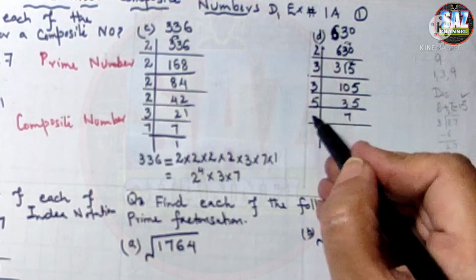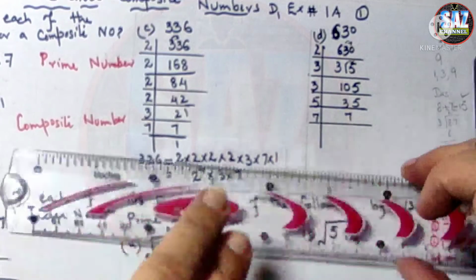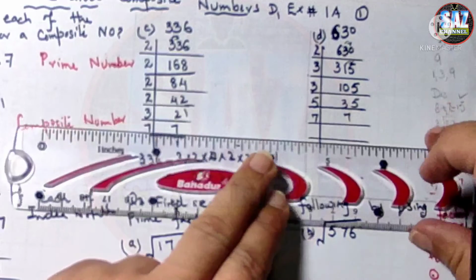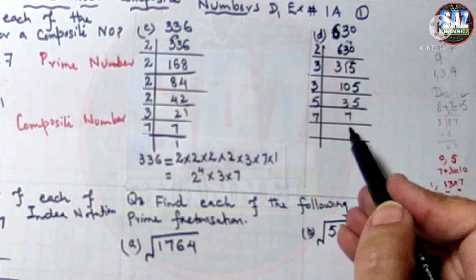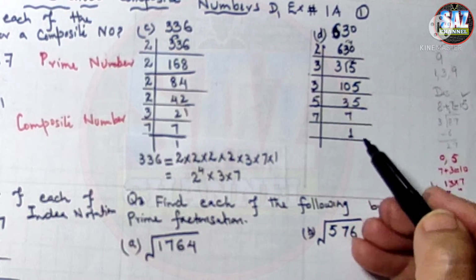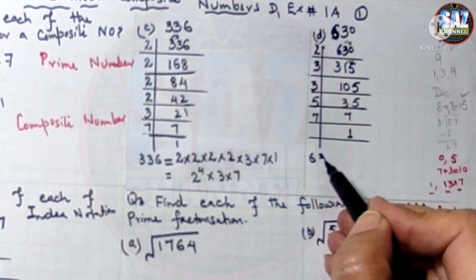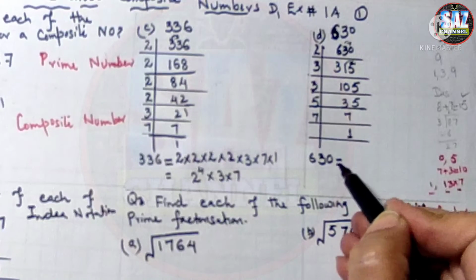5 7s are 35, and 7 1s are 7. You can see, children, that I'm going in a sequence. I'm not picking up the composite numbers. And then what we have to do is write our answer in index notation.